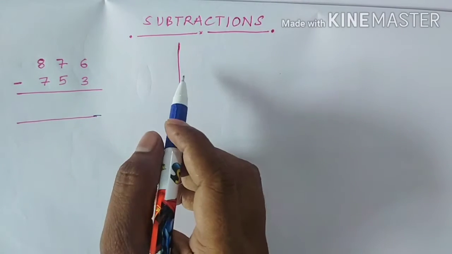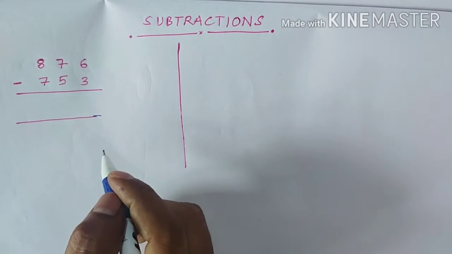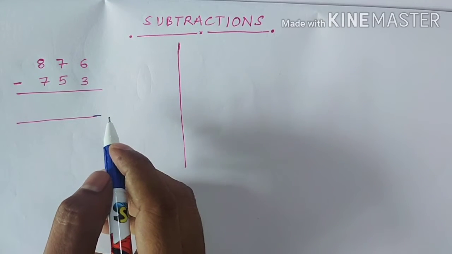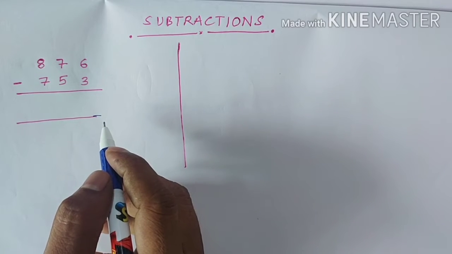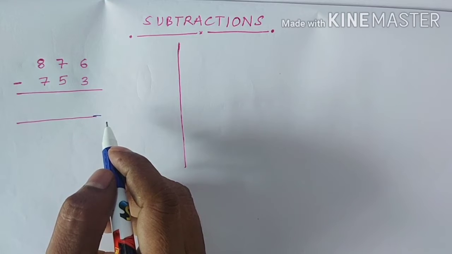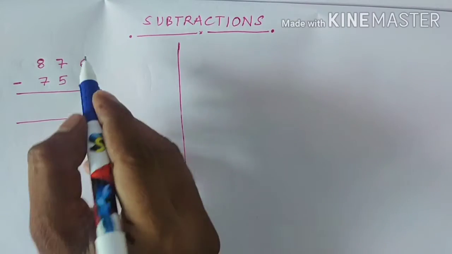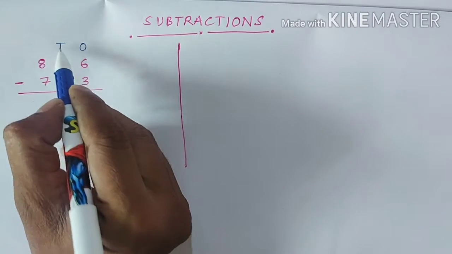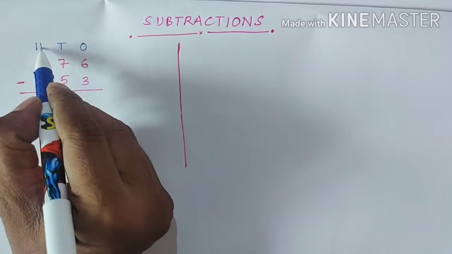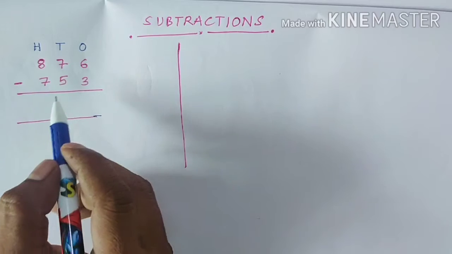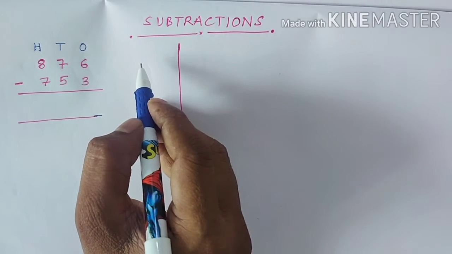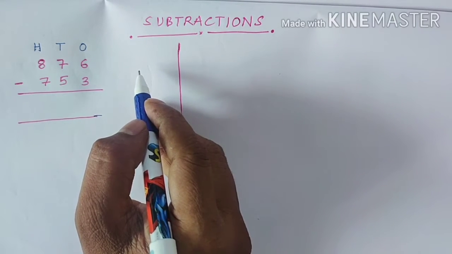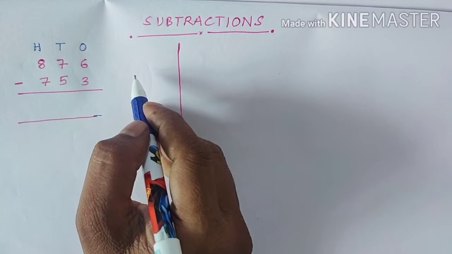Our topic is subtraction, the basic mathematics for lower standards. Here, the subtraction should be operated from the right hand side. That means you have to start from the ones place, then the tens, then the hundreds place. Subtraction is always operated from the right hand side.